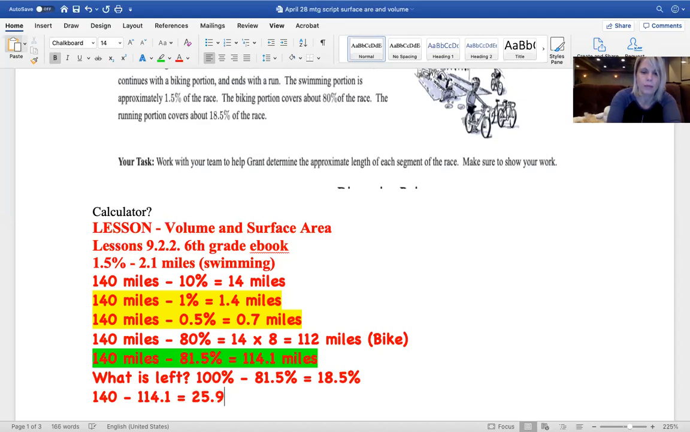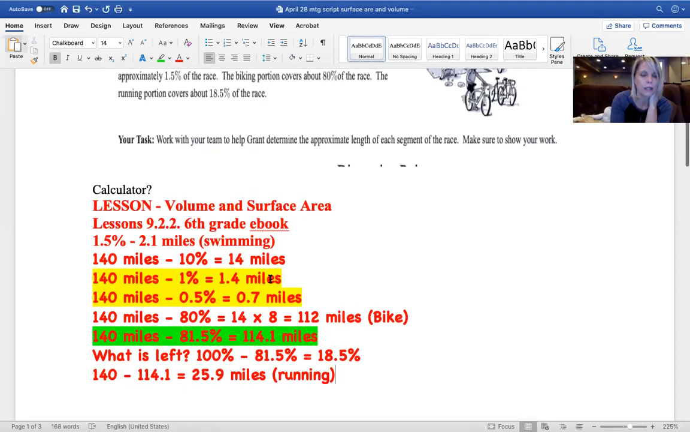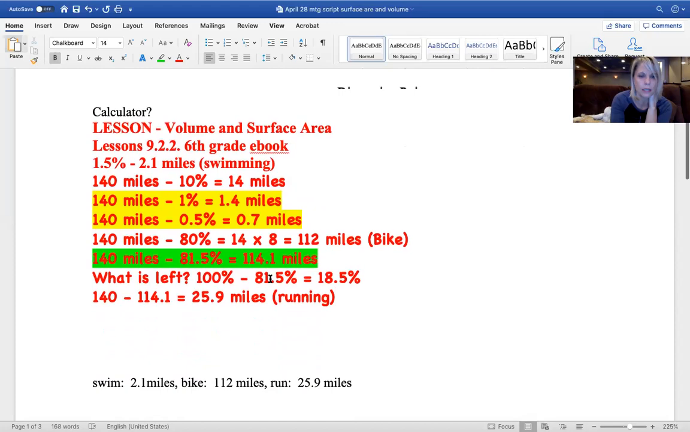Okay, good. 25.9 miles, and that would be the running amount. So basically, they're running for 25 and 9/10 miles, they're biking for 112 miles, and then they're swimming for 2 and 1/10 miles. Now, are there other ways to solve this problem? Absolutely. But you could possibly do this problem this way. Now, if you like using the equations, and you'll see all those answers are right, those are the answers.